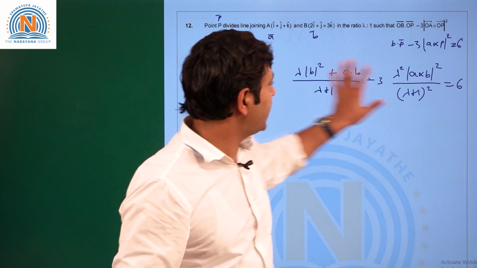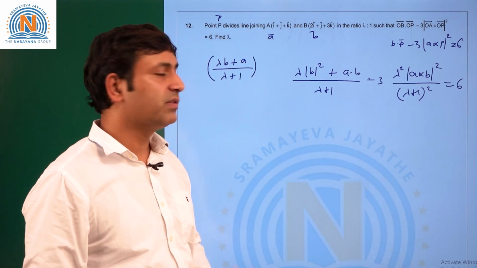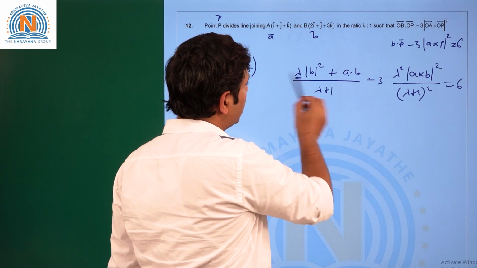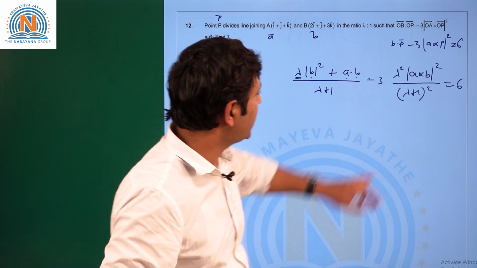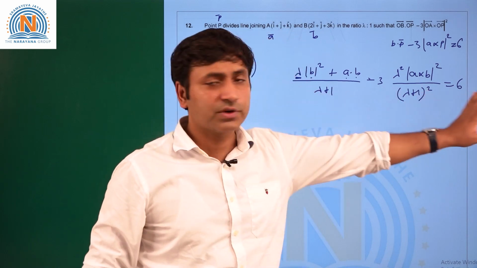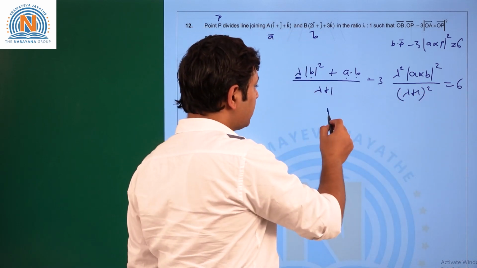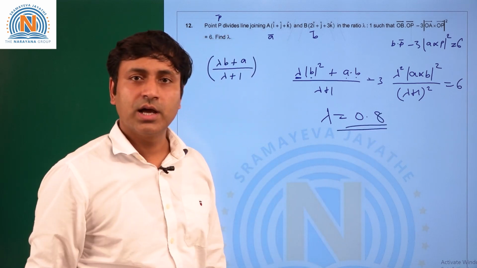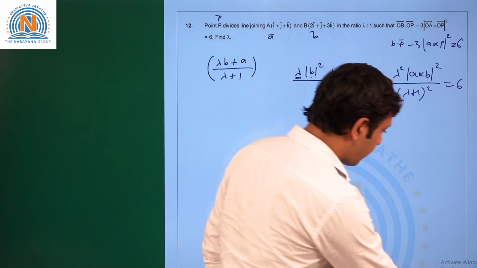Notice that the whole expression has only one variable, that is lambda. Right here, mod B square we know, A dot B we know, A cross B we know because A and B are given vectors, and then we'll solve for the value of lambda. Lambda will come out to be 0.8. We'll mark that and we'll move on to the next question.